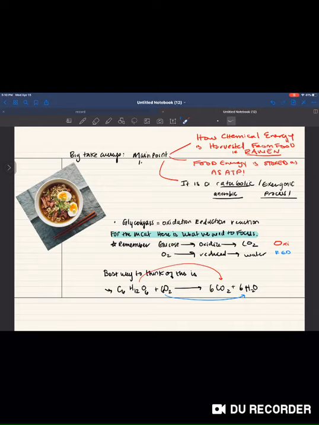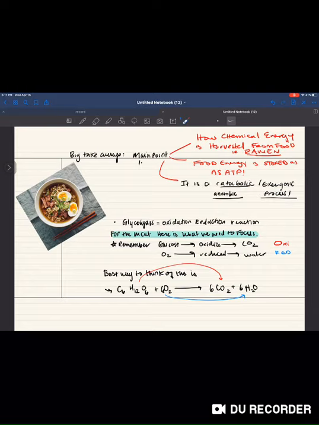And typically, food energy is stored as ATP. Typically, you don't use the energy that you eat right away. Sometimes you have to store it for later use, and that's why ATP is such a powerful molecule. So, glycolysis is a catabolic, exergonic, and anaerobic process.